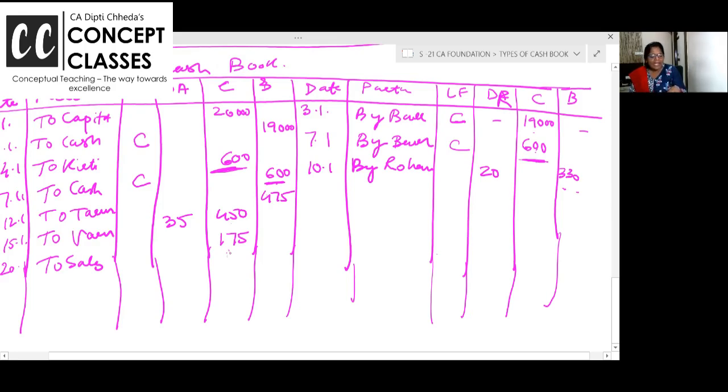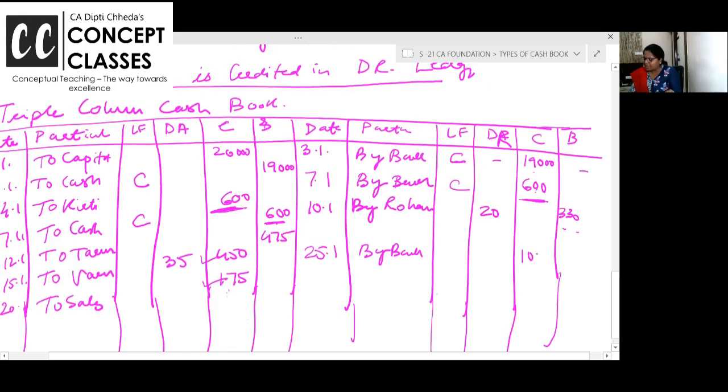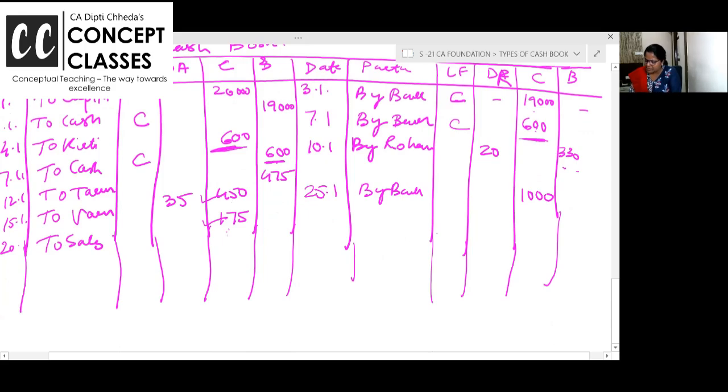On 25th of January, he pays into bank, including the checks received on 15th and 20th. On 15th, how much check have you received? 450. On 20th, how much check have you received? 100. 75 is cash. So this and some others, all the checks you have deposited in bank on 25th of January. So what will you do? Cash account credit, bank debit. In the bank you have deposited the check of 1000 on 25th of January.